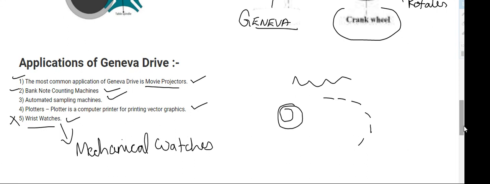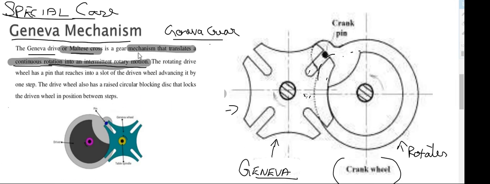So the Geneva mechanism is used to convert continuous rotary into intermittent rotary motion. So that's all for today. I hope you will draw good figures and good diagram sketches and learn this mechanism, because one of the questions for KTU in Part A will be regarding either of these mechanisms.